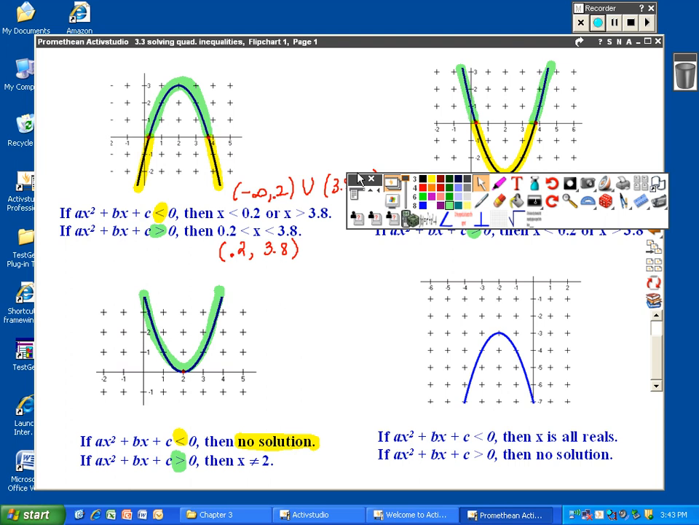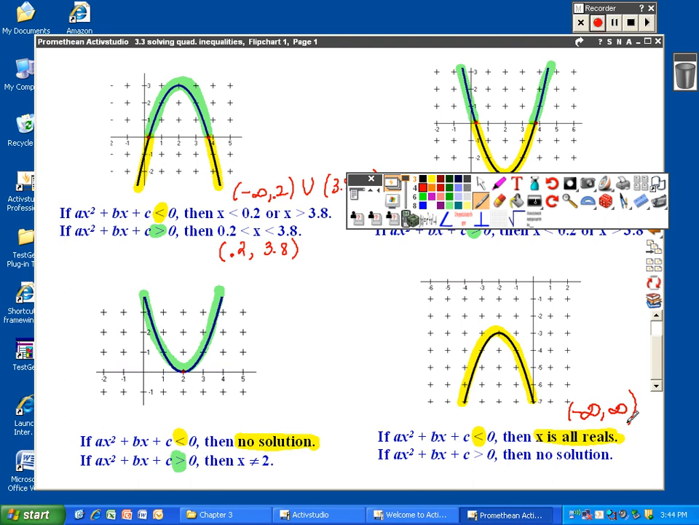And we can have a graph that doesn't even touch the x-axis. So let's see what that same situation, same questions, come out to be. Where is the function less than 0? Here's my y equals 0, and the entire function is less than that. So it is all reals. Or in interval notation, that would be from negative infinity to infinity.